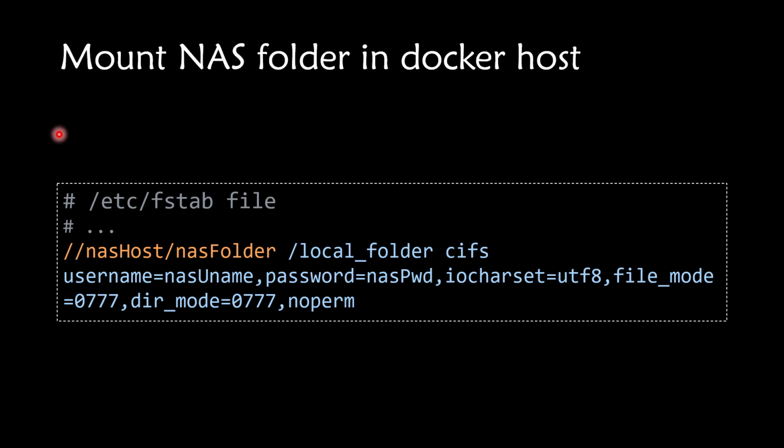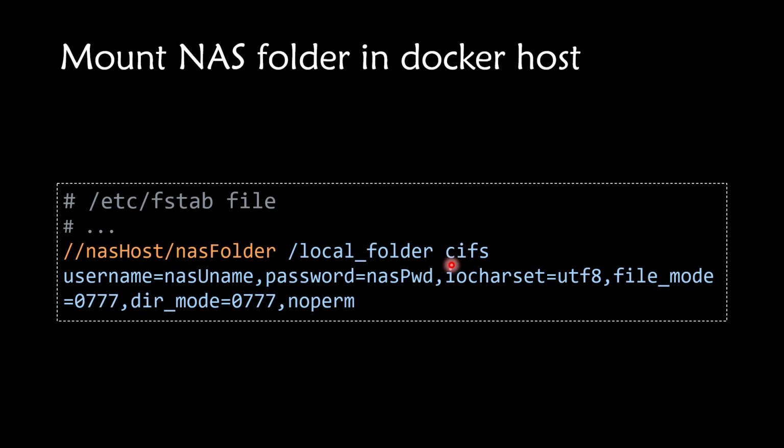Here is an example of how to mount a NAS folder as a local folder in the Docker host. If the Docker host is a Linux machine and the NAS supports CIFS mounts, you can go to the /etc/fstab file and just mount the NAS folder as a local folder. The path of the NAS folder is the NAS host and NAS folder. It can be anything, like your NAS IP address and the folder you want to mount into the Nextcloud. And this is how the folder should appear as a local folder inside the Docker host.